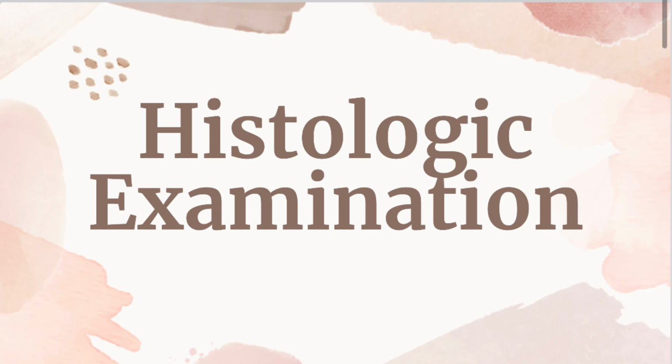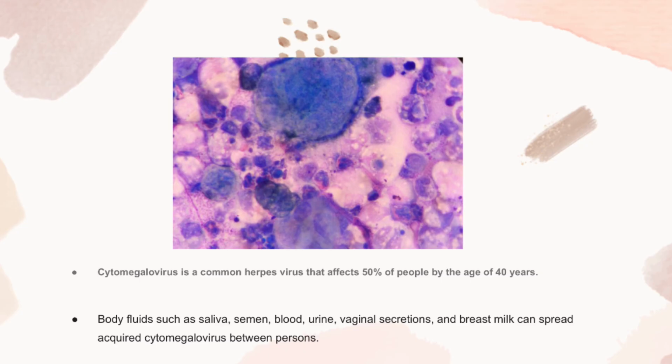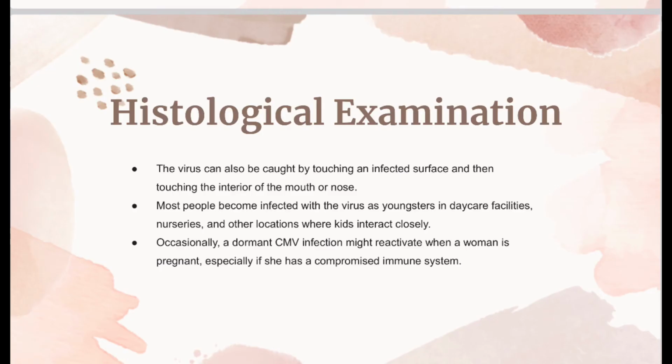Histologic examination. Cytomegalovirus is a common herpesvirus that affects 50% of people by the age of 40 years. Acquired cytomegalovirus can spread between people through bodily fluids such as saliva, semen, blood, urine, vaginal fluids, and breast milk. A person can also contract the virus by touching a surface that has the virus on it and then touching the inside of the nose or mouth.